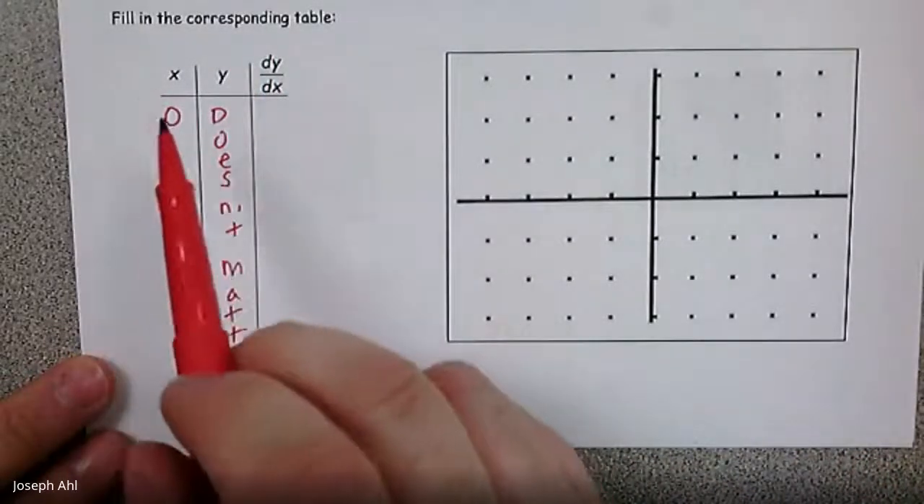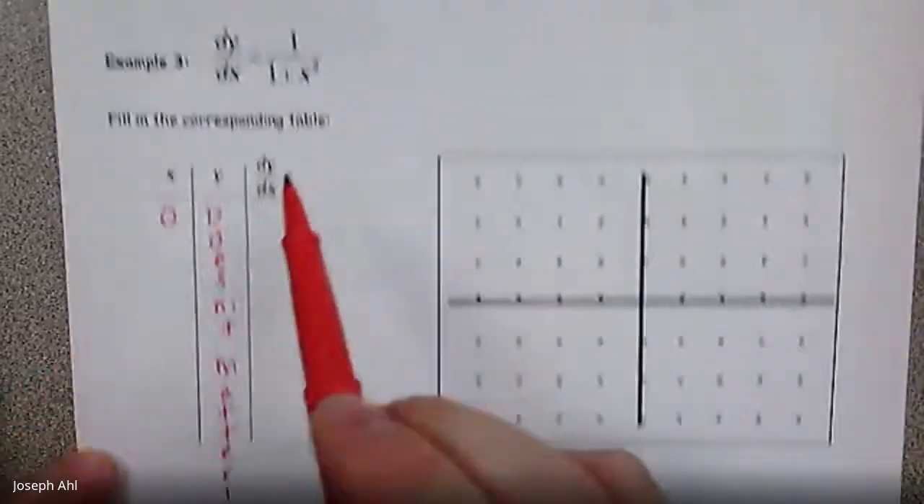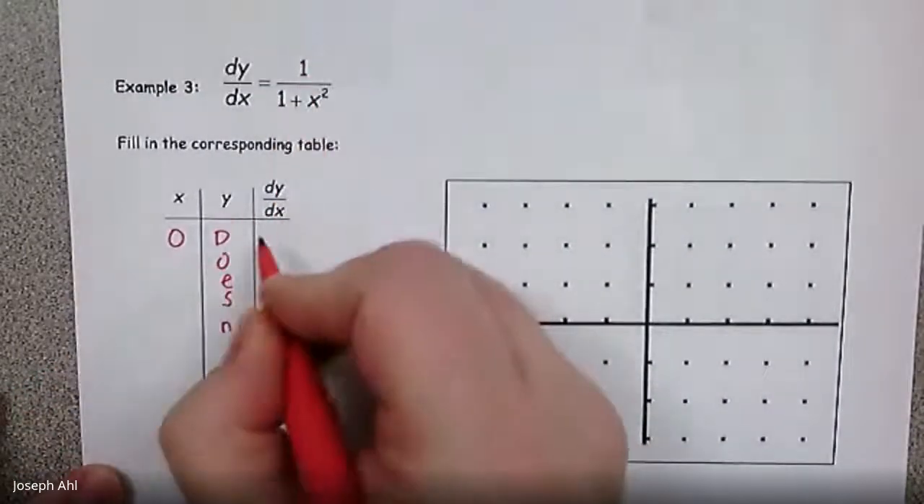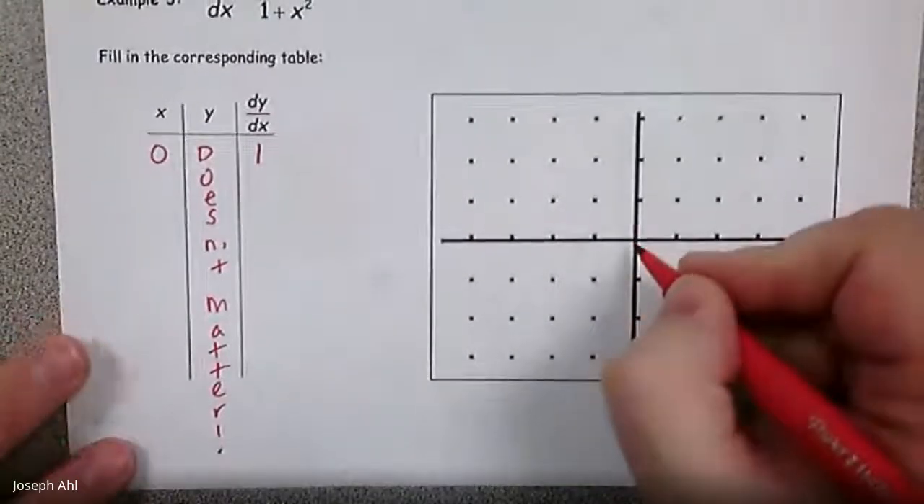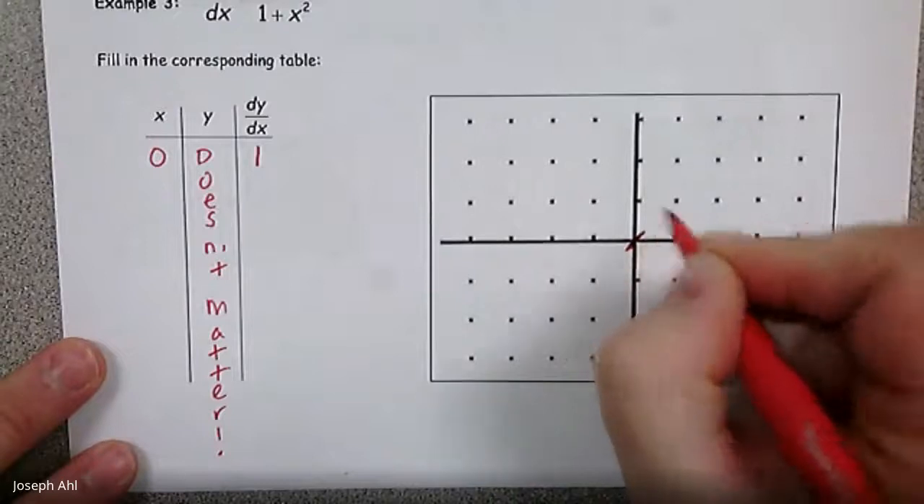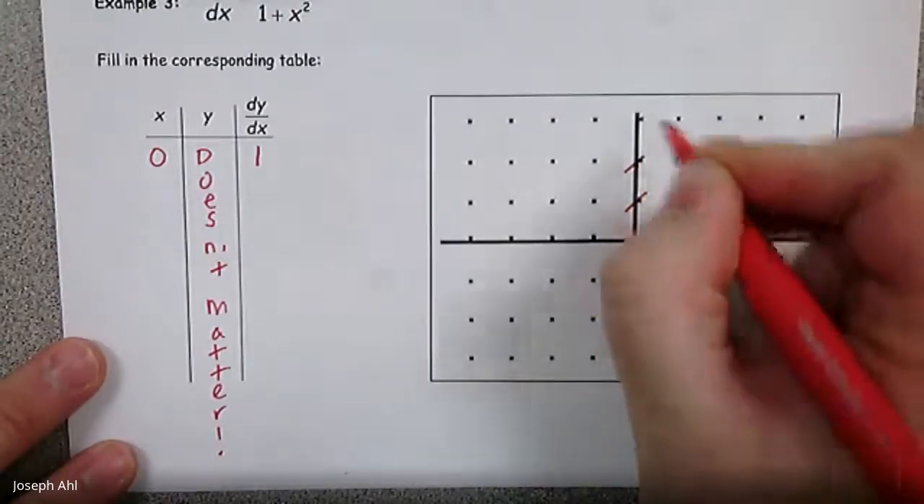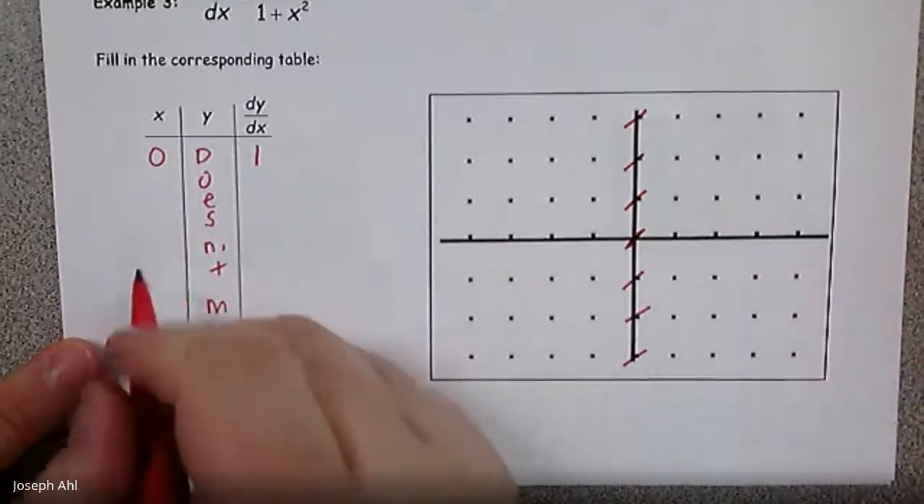At any x value of 0, the y coordinate doesn't matter because dy/dx is always 1 over 1 plus 0, which is 1. Okay, so let's go ahead and start sketching that then. If we have a slope of 1 here, we'll just copy that same slope here, here, here. Okay, so let's branch out from there.